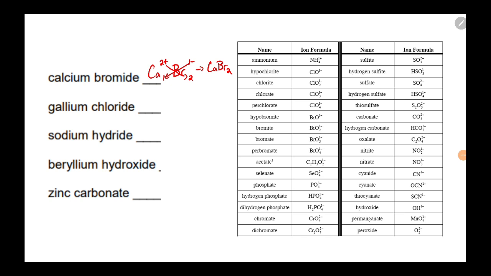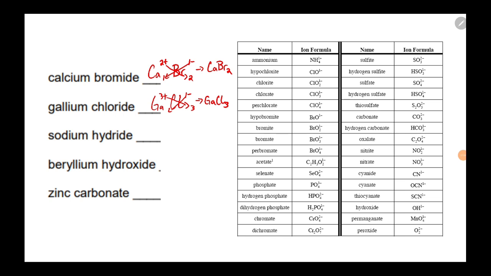In the next one, we are asked to give the formula for gallium chloride, and we can see from the periodic table that gallium has a positive 3 charge, and chlorine has a 1 minus charge. If we put the 3 in front of the chlorine and the 1 in front of the gallium, the formula for that becomes GaCl3.